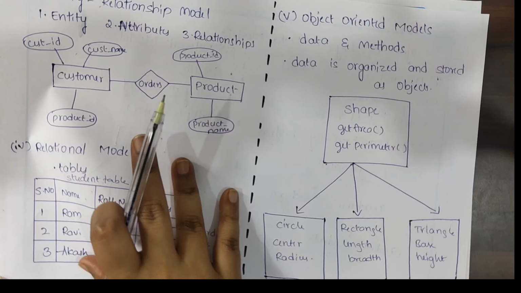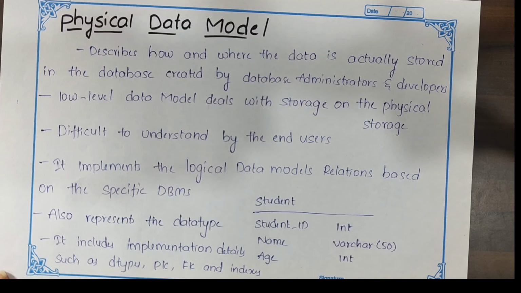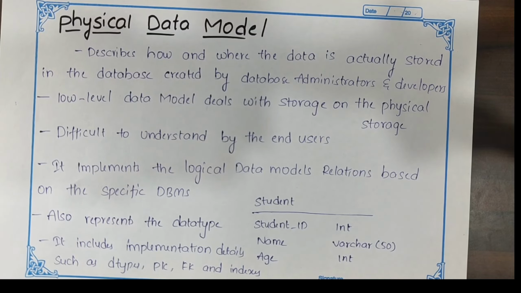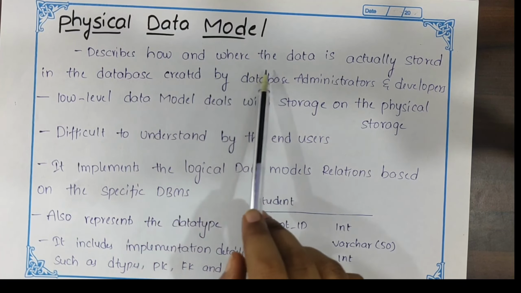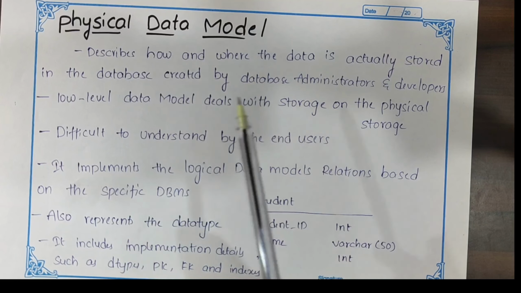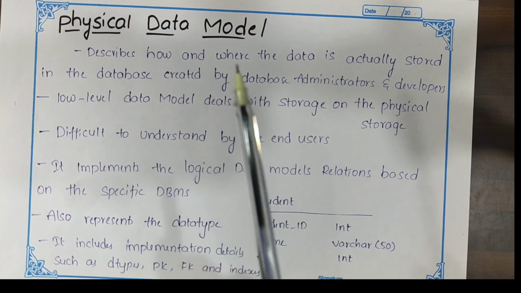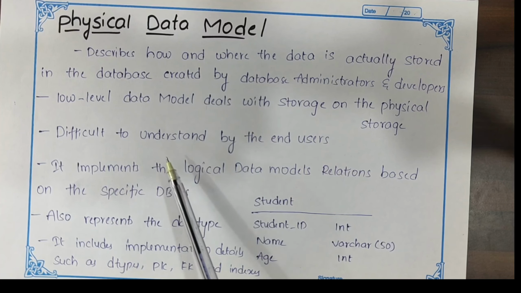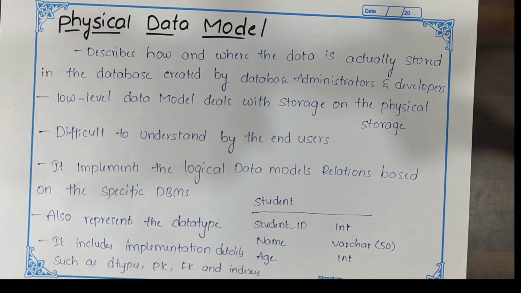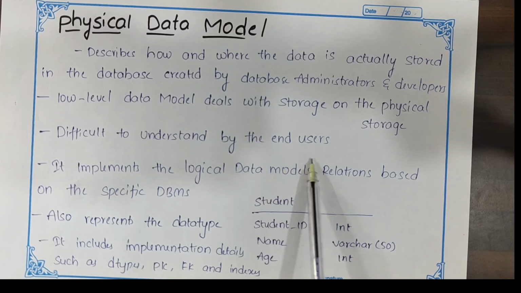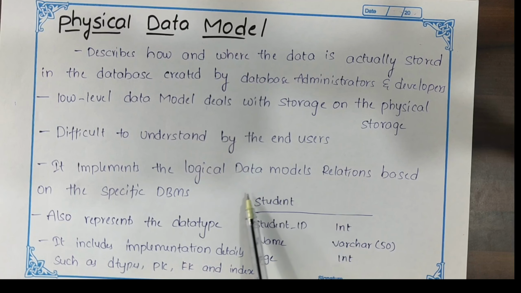Next comes our final stage, which is the physical data model, the final stage of the data modeling technique. In this, how and where the data is actually stored is mentioned. In the conceptual model we know what, in the logical model how, and when it comes to the physical data model, it describes how and where both. This model converts the logical design into the actual implementation. It is difficult for end users to understand because it is in the form of tables and the connectivity between those tables using primary and foreign keys.